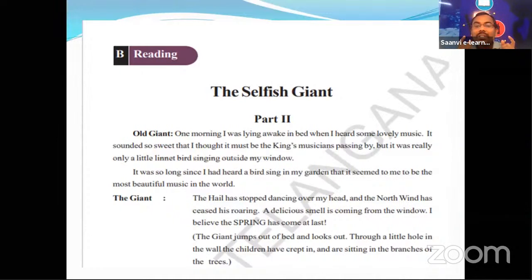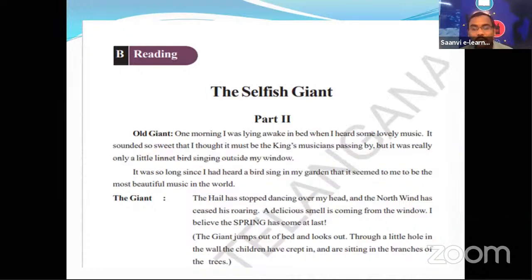A delicious smell is coming from the window. What might be that delicious smell? "I believe the spring has come at last." So the old giant understood that the spring has come at last.